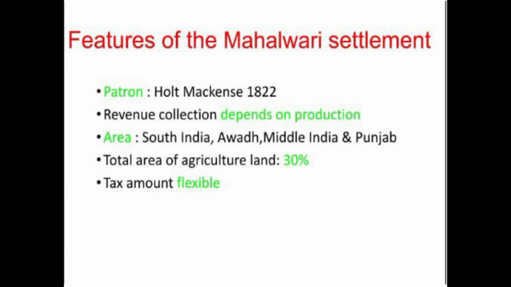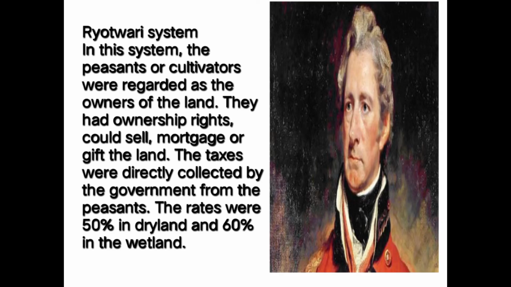The revenue collection depended on the production now, and the areas included were South India, Awadh, Middle India, Punjab. Total area, agricultural land 30%. Tax amount was flexible, not fixed.